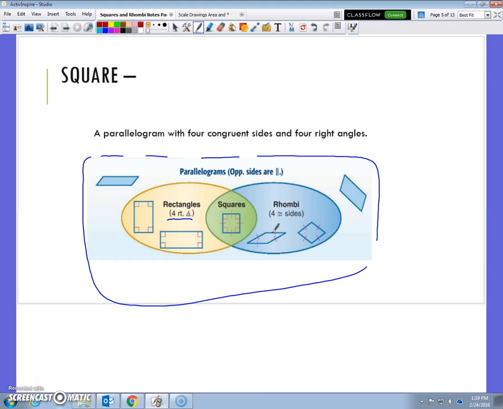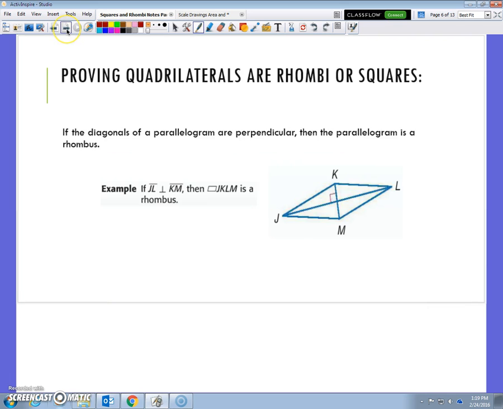And the square kind of fits into both the rhombus and the rectangle category because it meets the qualification of it has 4 right angles and it has 4 congruent sides. So there's kind of a little relationship. I'm going to bring this chart up again here in a minute. But let's go ahead and prove that this quadrilateral or rhombus is a square.